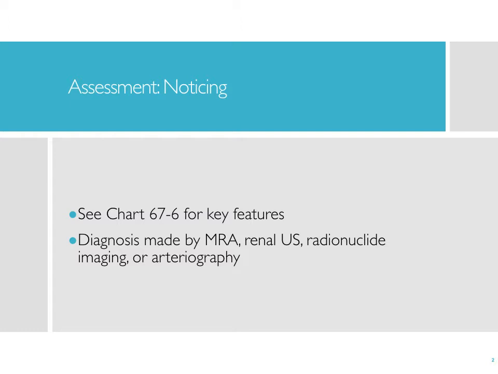history of hypertension. We may see poorly controlled diabetes or sustained hyperglycemia in these patients. They may have elevated serum creatinine levels and decreased glomerular filtration rates, or GFRs. The diagnosis is made by magnetic resonance angiography. So in this case, it's similar to an MRI, but they're looking specifically at the arteries.